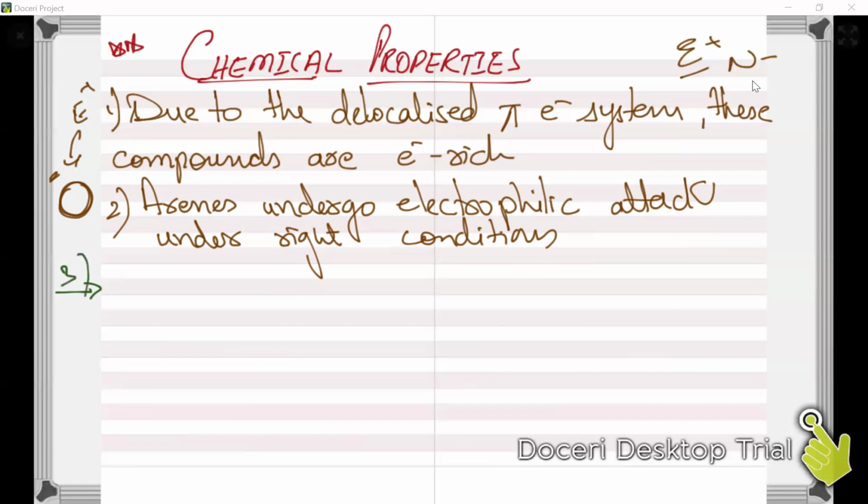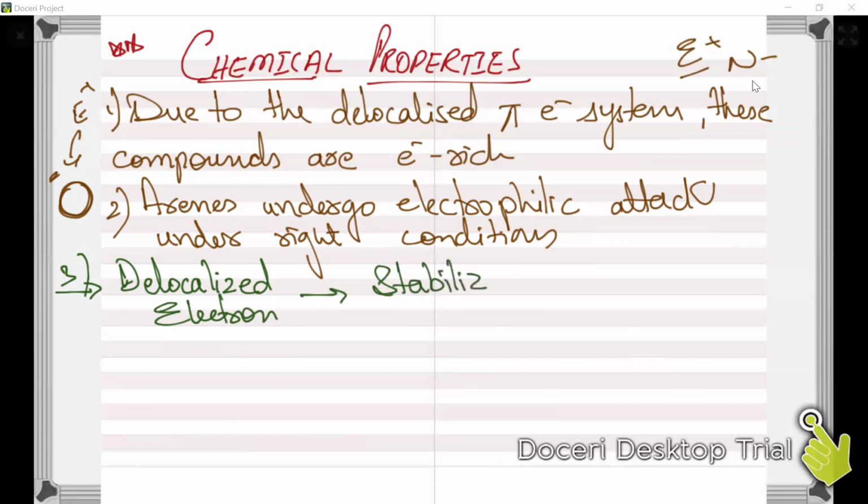See, this can be considered a third property as well. This delocalized electron system brings something, which is what? Which is stabilization, right? So this delocalized electron system brings stabilization, and this stabilization, of course, reduces the reactivity.